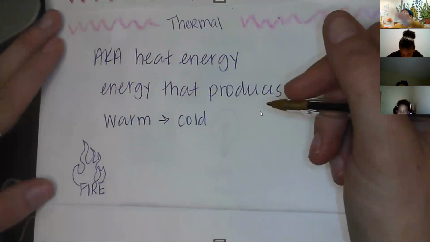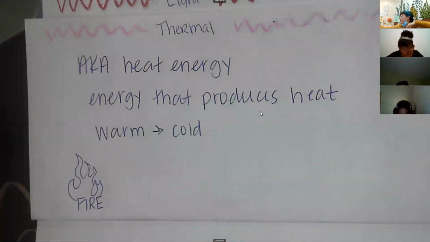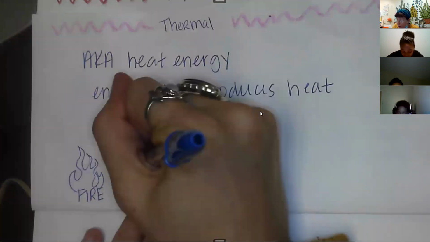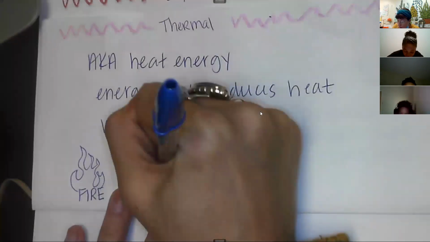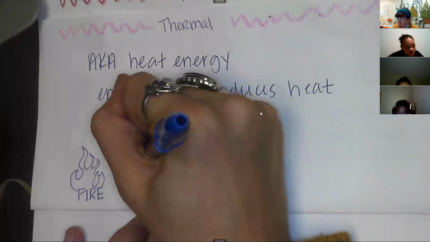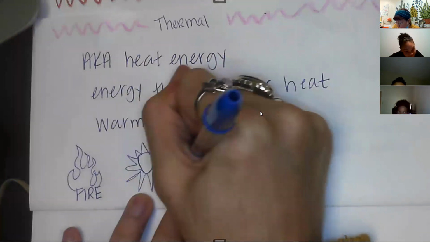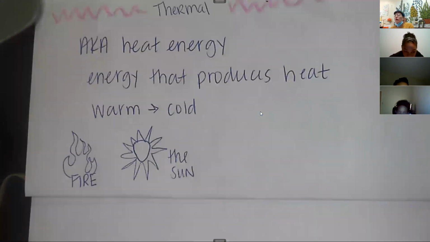What's another one? So the sun can fall into two categories here. Actually three, because nuclear energy. But you'll get more into that in chemistry. What's another one? It might be in your house.